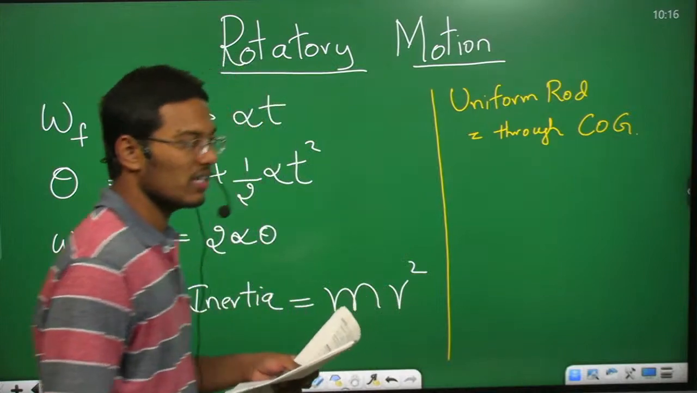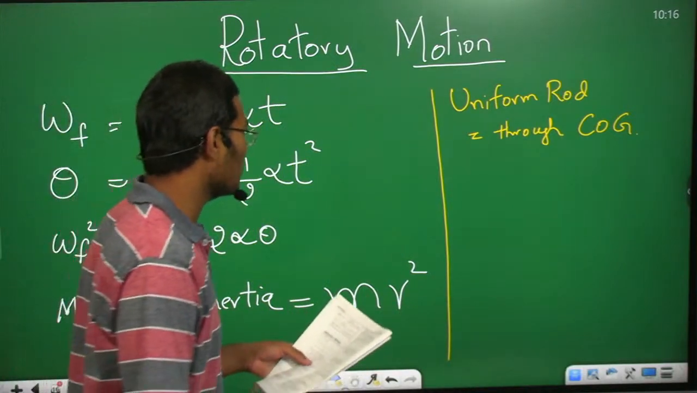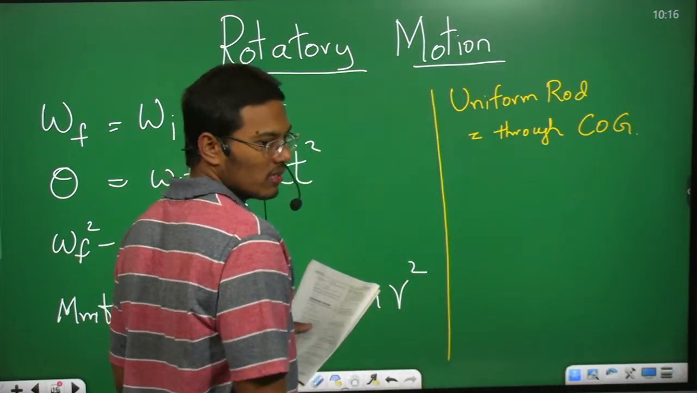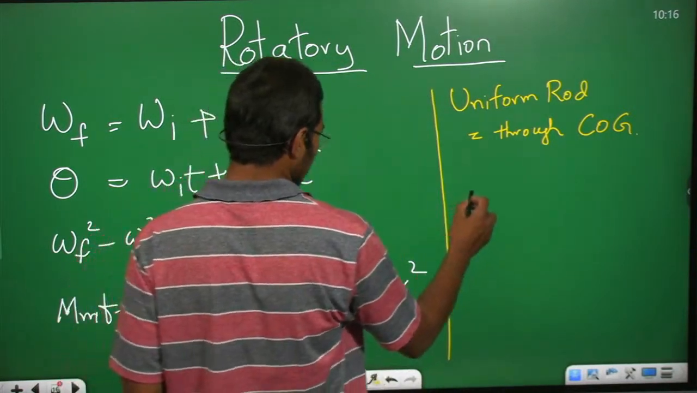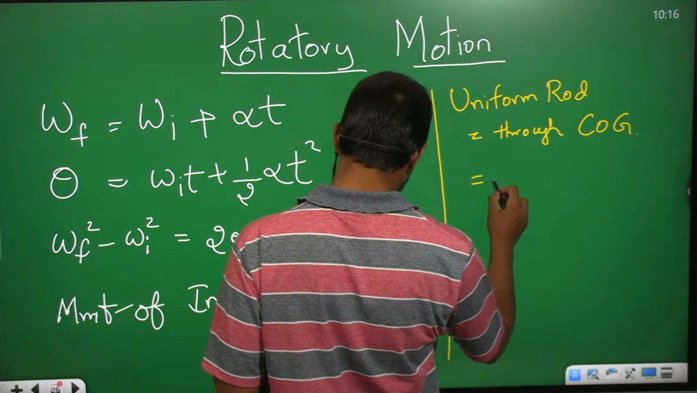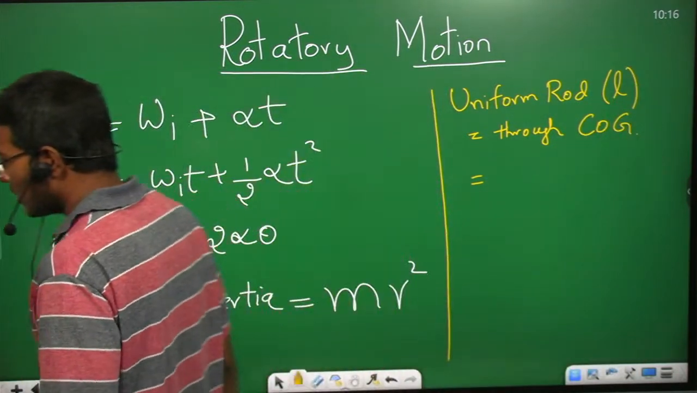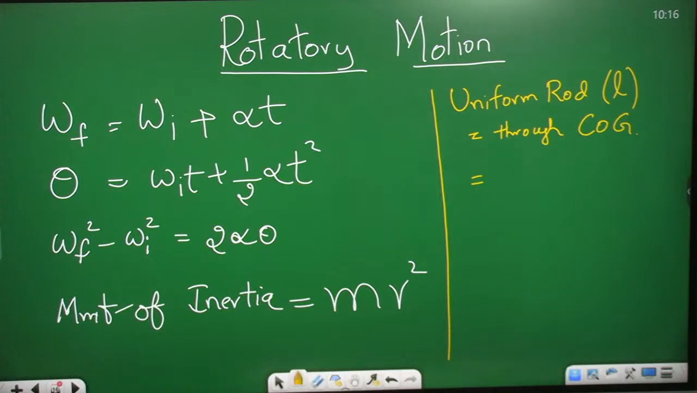See, moment of inertia of a uniform rod whose axis passes through center of gravity and is perpendicular to the rod. What is the formula? Whose length is L. As people who are watching on YouTube, try to answer, make most use of this session.